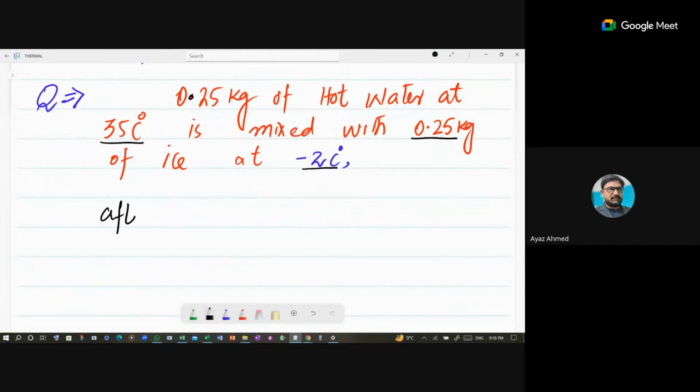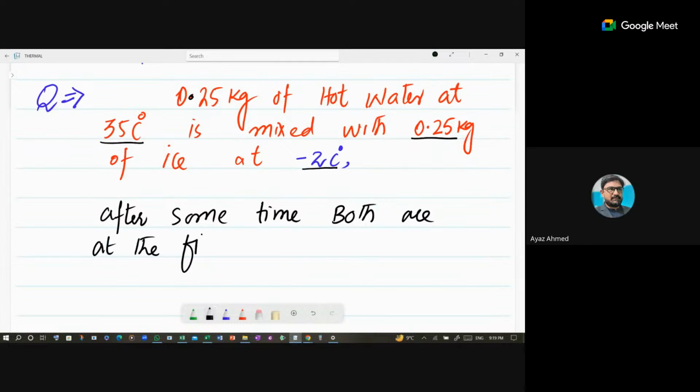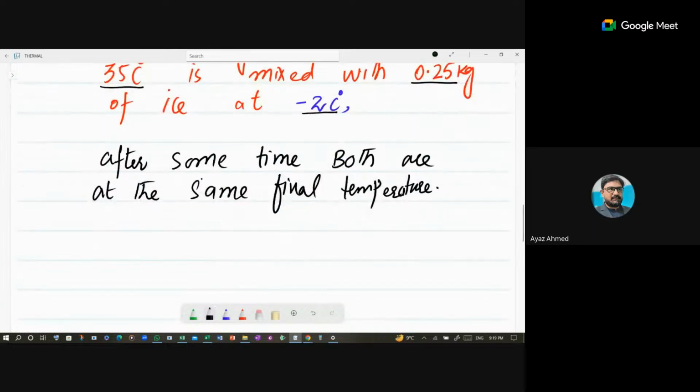After some time, both are at the same final temperature. Can I say that the ice at that time is at this temperature and water is at this temperature? When we measure the temperature of the mixture, do we have the same?